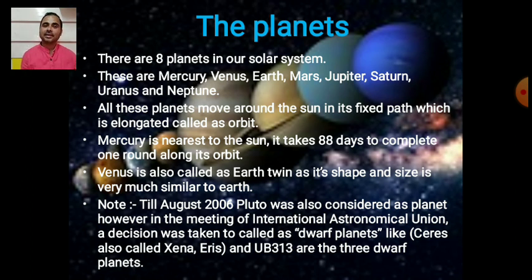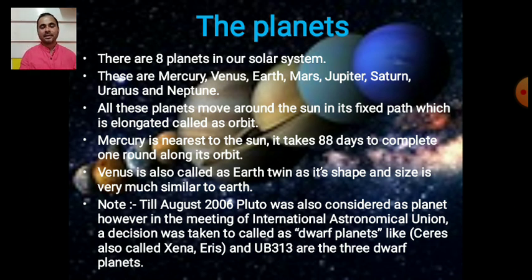Like that, there are some other planets, that is Venus. Do you know one interesting thing about Venus? Venus is also called an Earth twin, and the reason for calling it an Earth twin is because Venus's shape and size is very similar to Earth. It's almost similar to Earth. That's why Venus is called the Earth twin in the solar system.